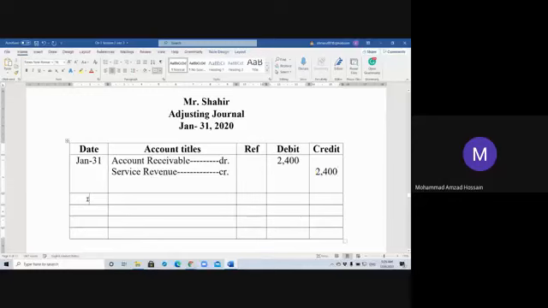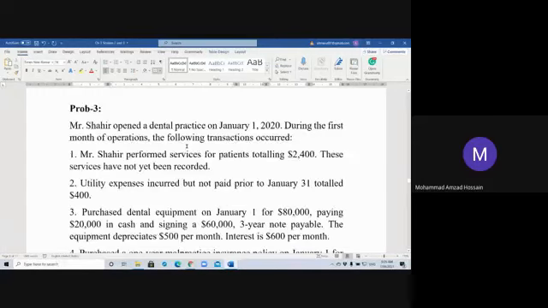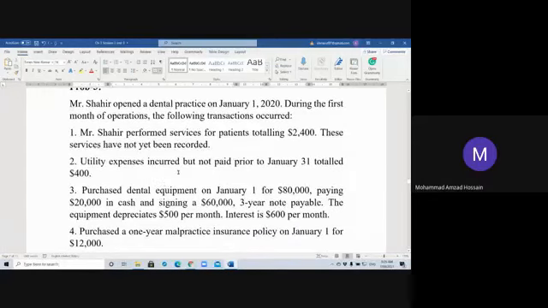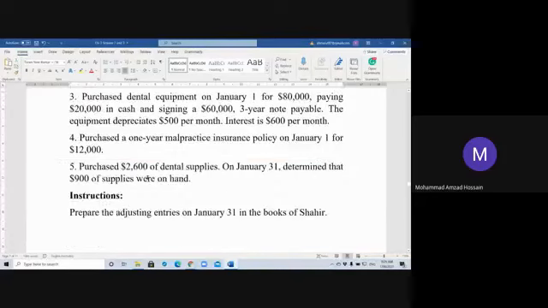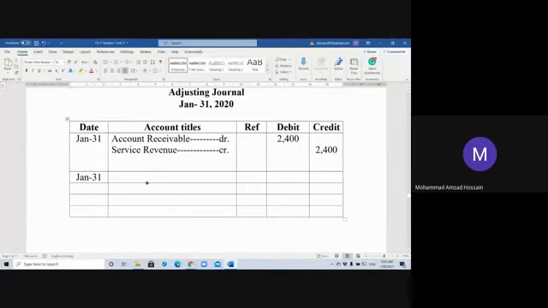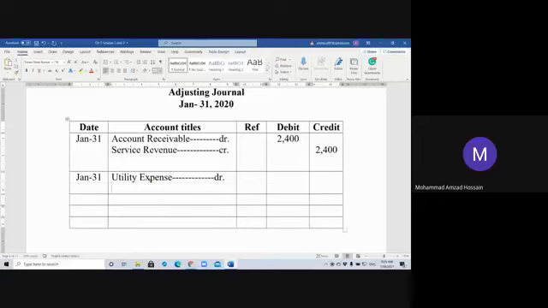So then again, January 31, utility expense. Utility expense incurred. They have been incurred but not paid prior to January 31st. Total 400. The utility bill has not been paid. So utility expense debit, utilities payable credit. Expense, you have to show this. Utility expense debit, utilities payable.